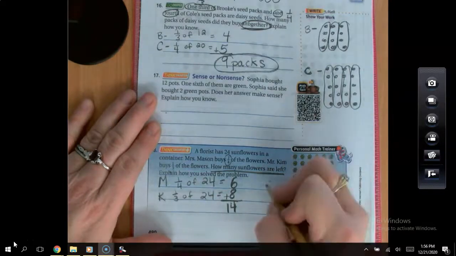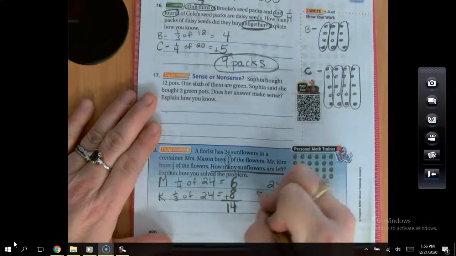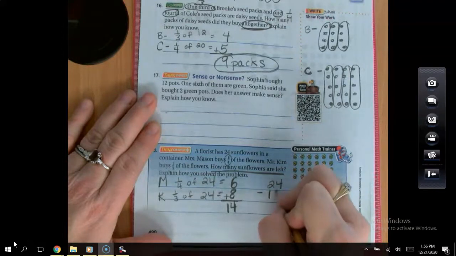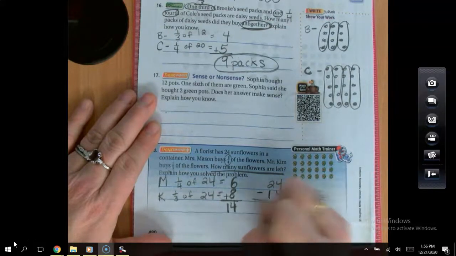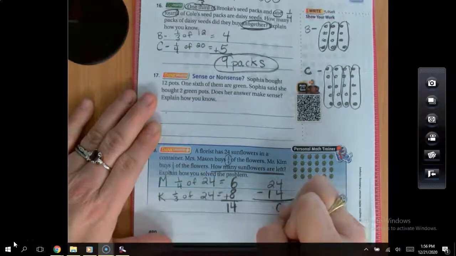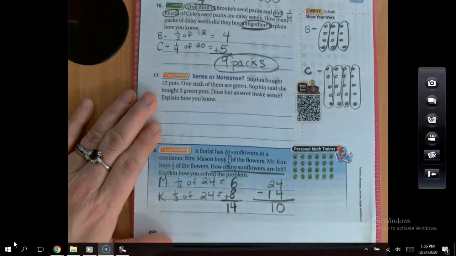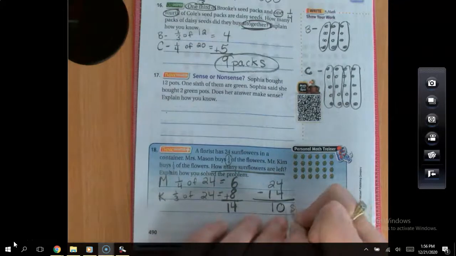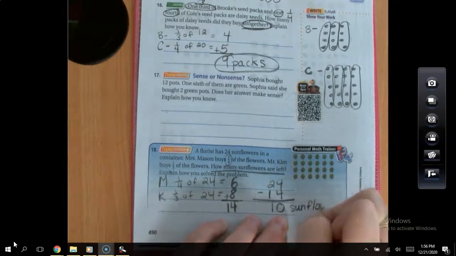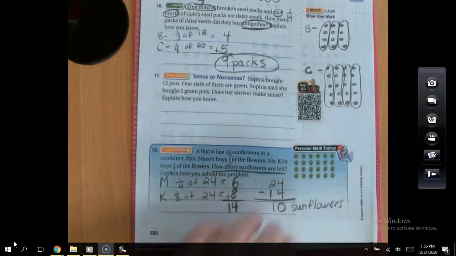So I have to take my total, 24, minus what Mrs. Mason and Mr. Kim have. 4 minus 4 is 0. 2 minus 1 is 1. So they have 10 sunflowers left. That one was a hard one.